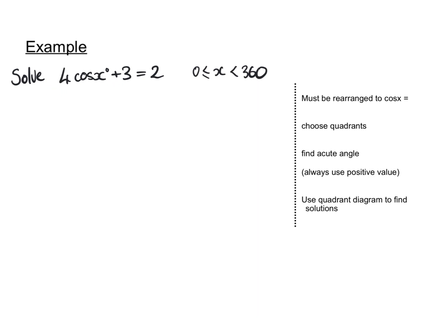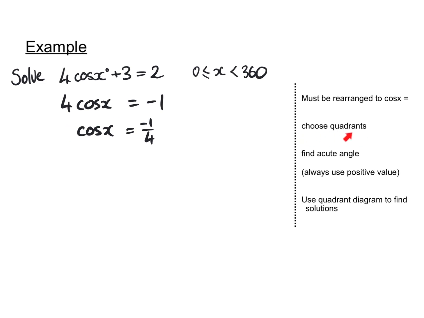So let's start off by taking away 3 from both sides. That would leave me with the 4 cos x here. If I take away 3, that will disappear. And taking away 3 from the other side will leave me with negative 1. I've then got to undo this multiplication by 4. So I'm going to divide both sides by 4, leaving me cos x equals negative 1 over 4. So that's the first step done. It's rearranged. Cos x equals, I now have this cos x equals here.